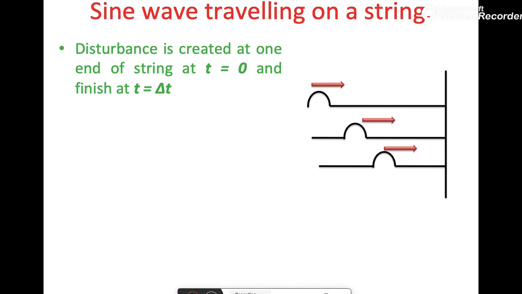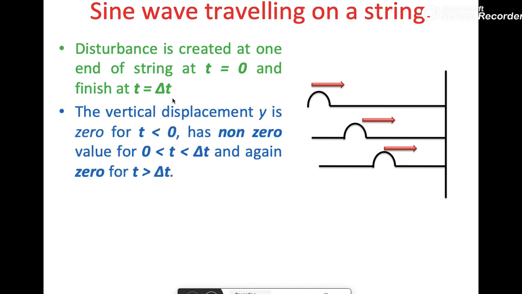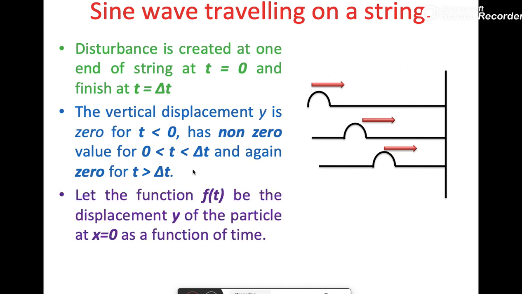Suppose a disturbance is created at one end of the string at time t = 0 and it finishes at time t = delta t. The vertical displacement y is 0 for time t less than 0, has a non-zero value for 0 less than t less than delta t, and again it becomes 0 for t greater than delta t.